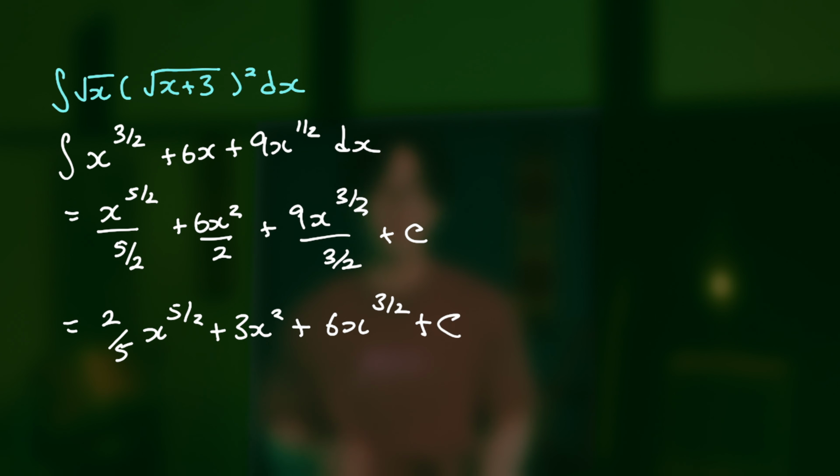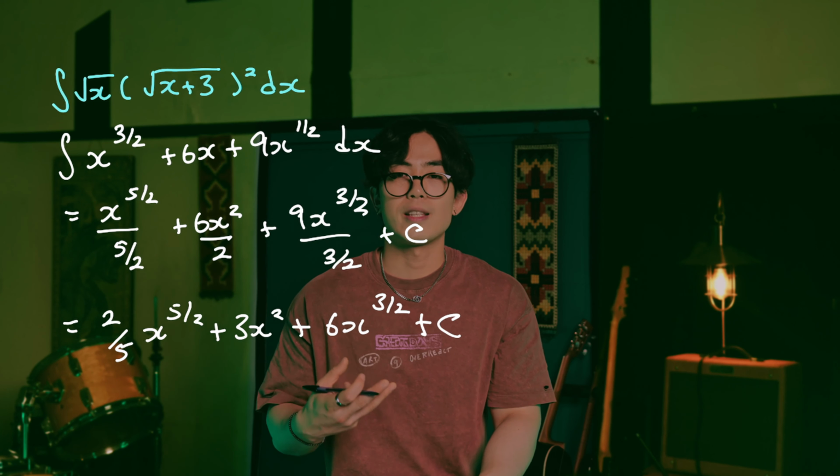We should always simplify this, so we should get 2 over 5 x to the power of 5 over 2 plus 3x squared plus 6x to the power of 3 over 2 plus c. So you can see the actual integrating process is not too difficult. You just have to add 1 to the power and then divide by that power. It's just making sure that the initial form for when you integrate is as simple as possible and written in indices form.